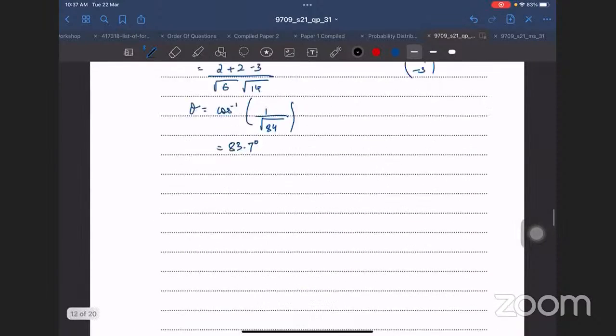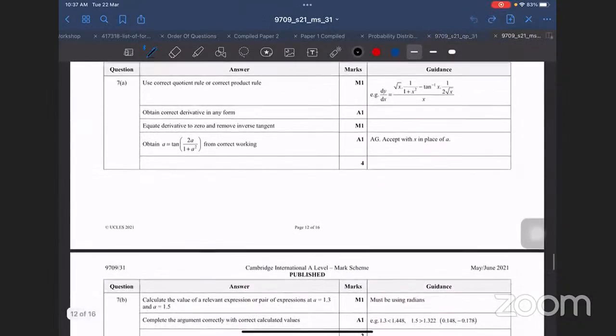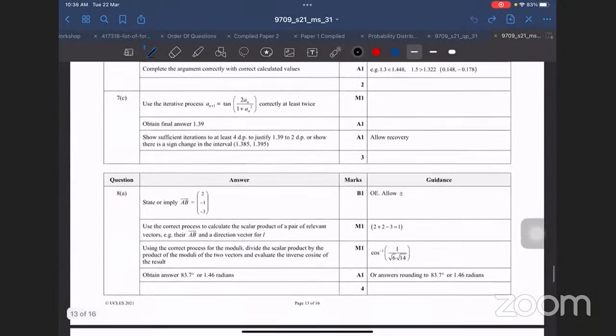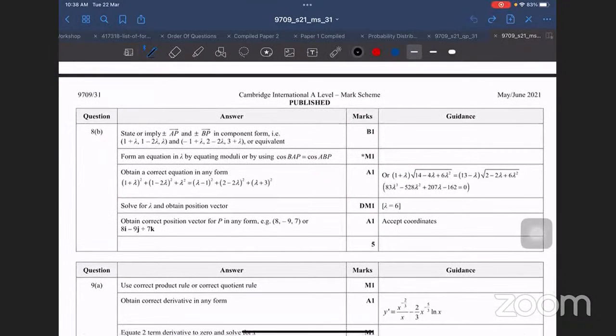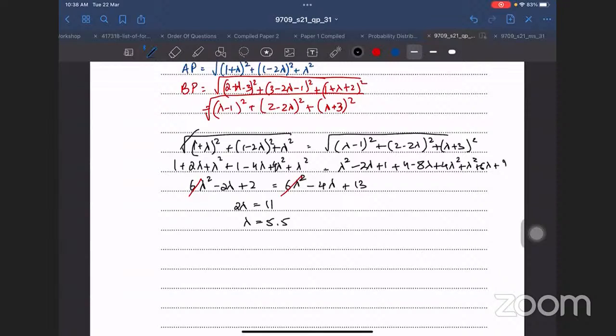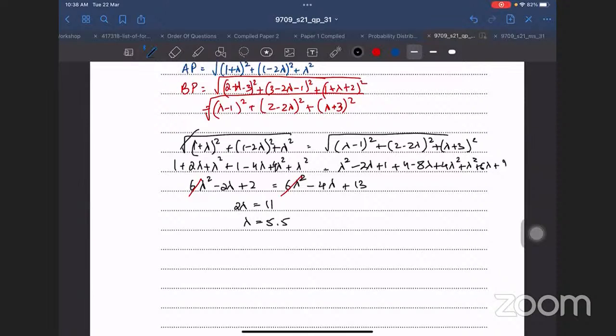Because there's a lot of calculation involved, a lot of expansion, algebra involved, and it's complicated algebra as well. Let's just quickly verify our answer. Lambda should equal 6, which means I made a mistake somewhere. Let's first compare our expressions. 1 plus lambda, 1 minus 2 lambda, and lambda squared; lambda minus 1, 2 minus 2 lambda, lambda plus 3. So there's some other mistake. Let's quickly verify that.